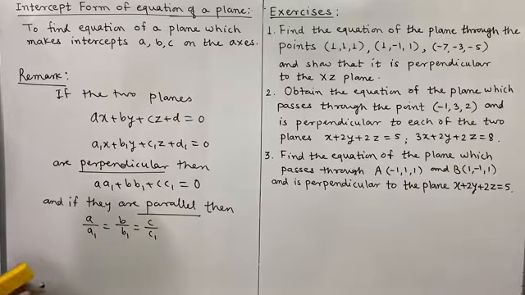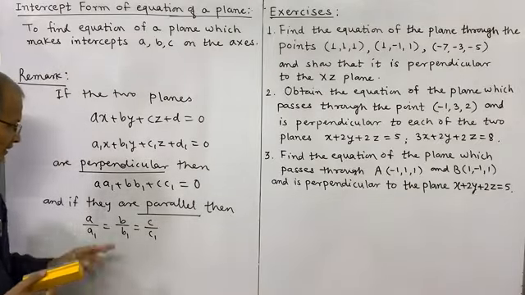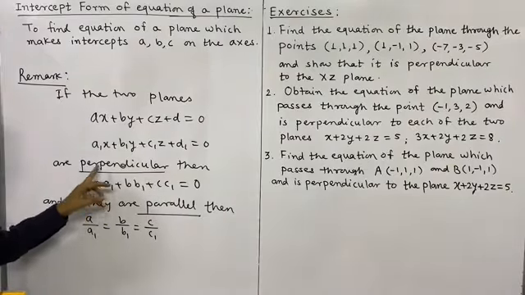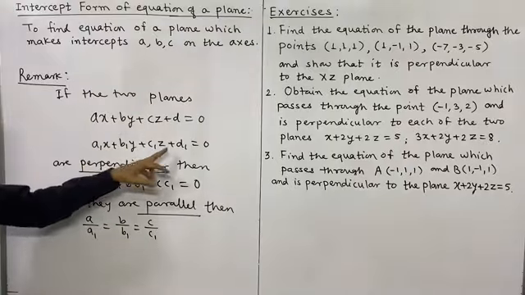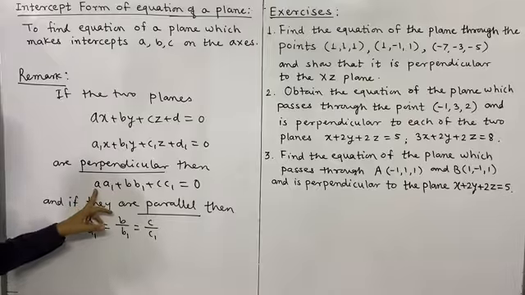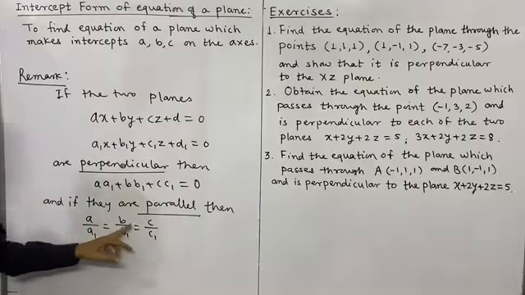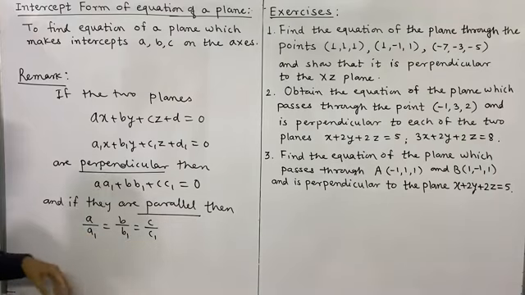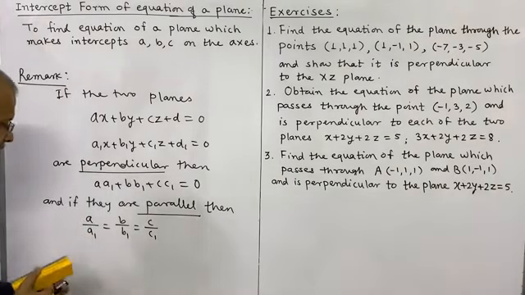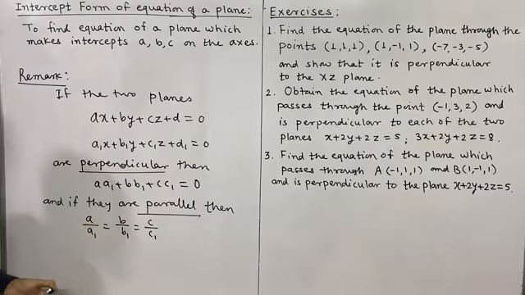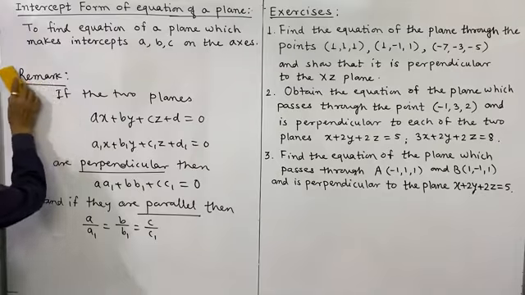Or we already know from geometry that if the two lines having DRS a, b, c and a1, b1, c1 are perpendicular, then this is the relation. And if they are parallel, then their DRS are in proportion. So these two things we have to note: the condition of perpendicularity and the parallel condition.